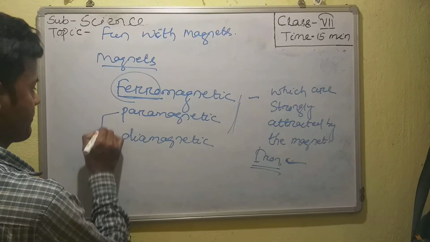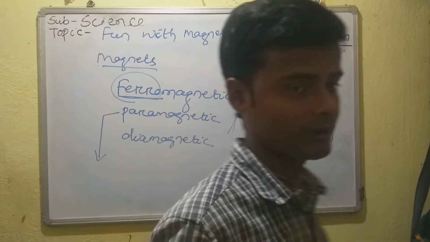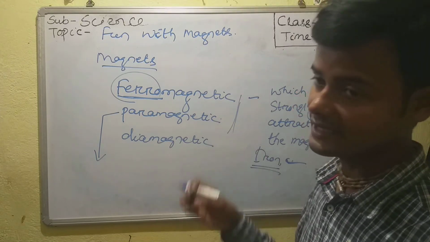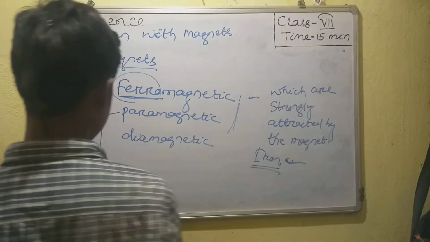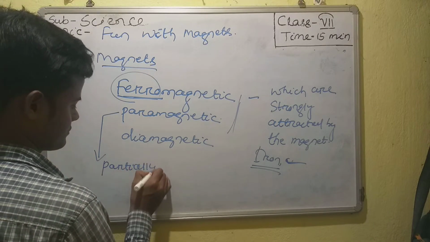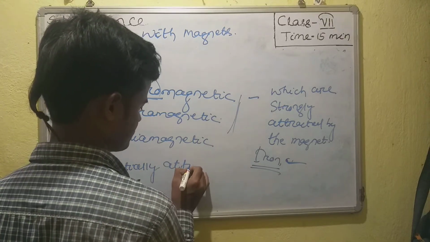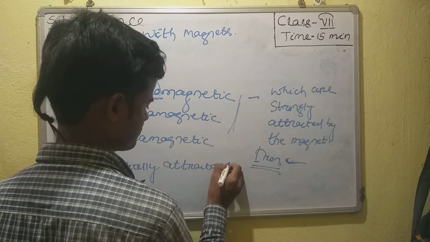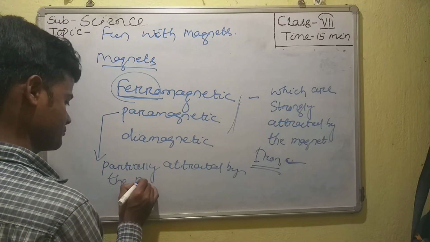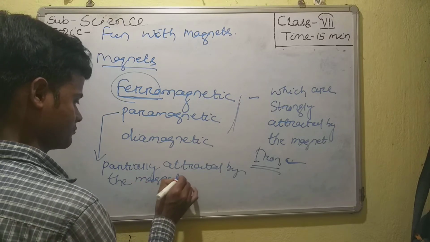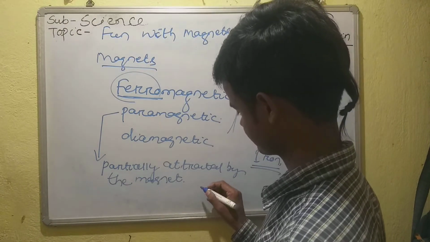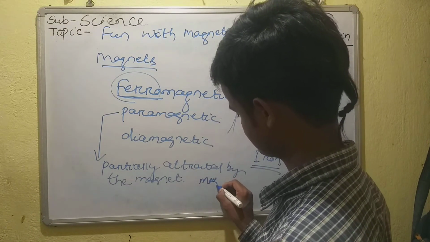And the next one is paramagnetic. What is a paramagnetic substance? Paramagnetic substances are those which are partially attracted by the magnet, meaning weakly attracted by the magnet, right? For example, manganese.